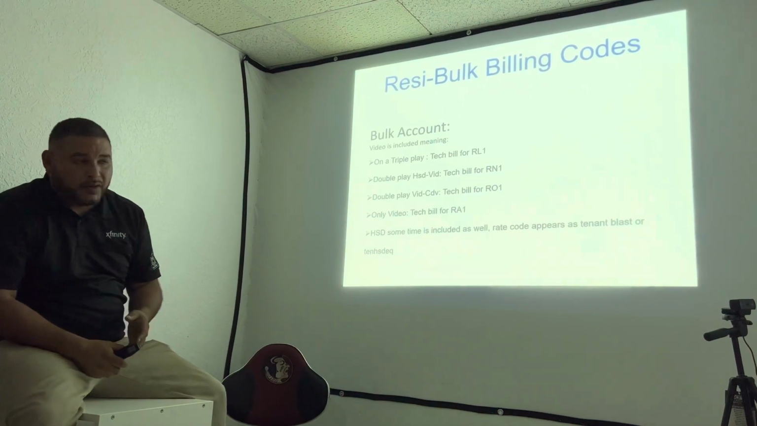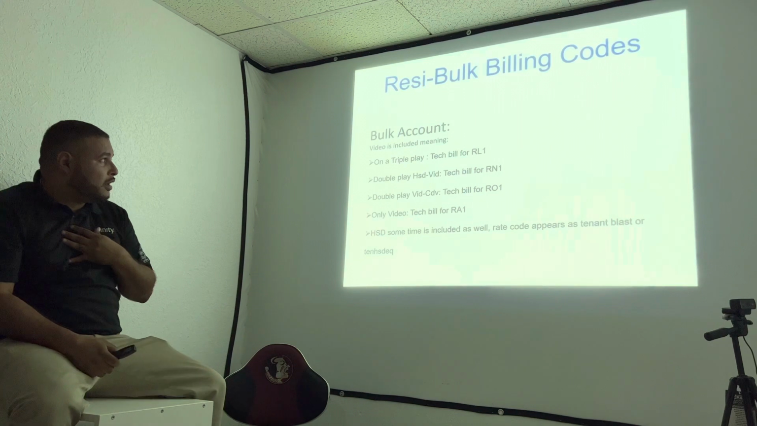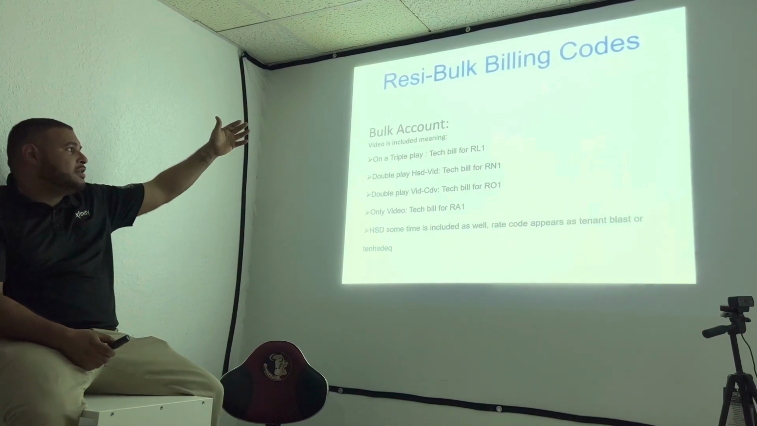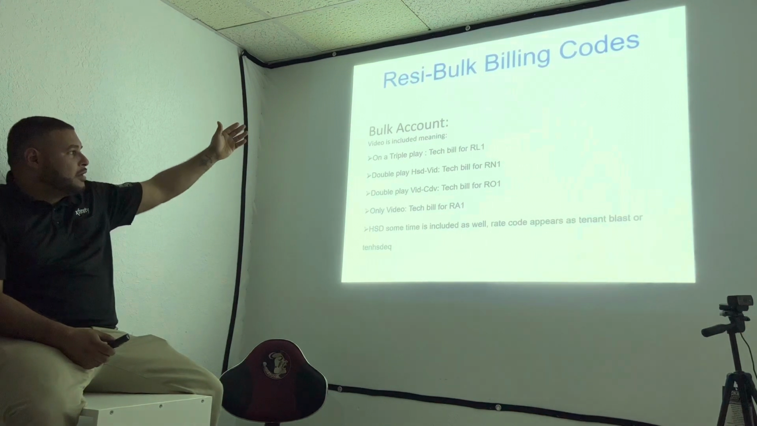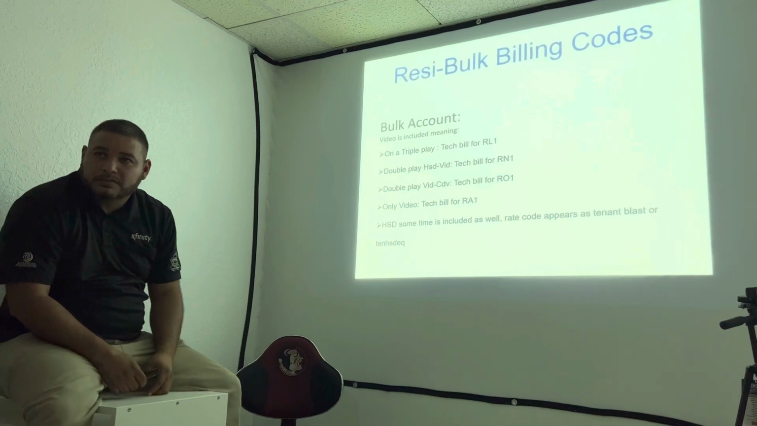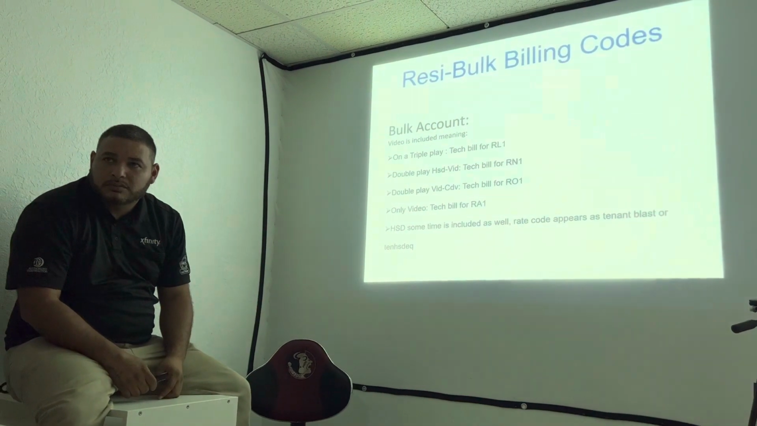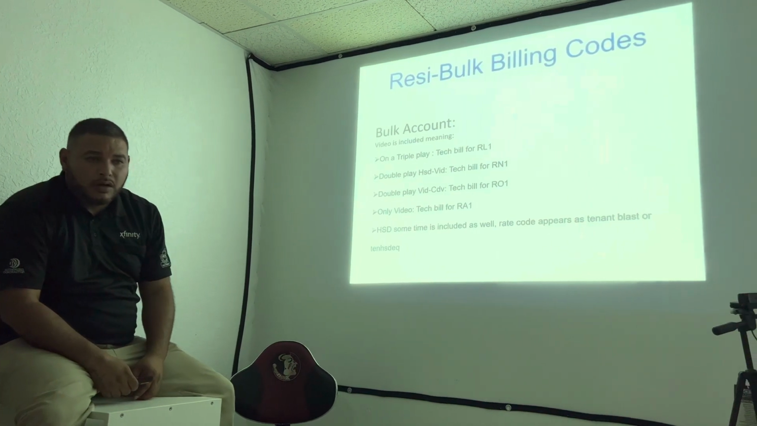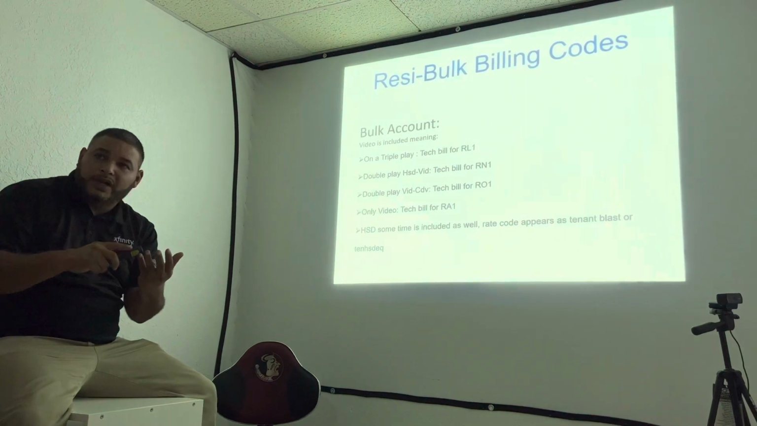video. So for example, if I go do a video install, I'm going to go from the top to the bottom. Let's say a triple play. What's the billing code for a triple play? RF1, right? So it's a triple play, which includes video, internet, and phone, right?